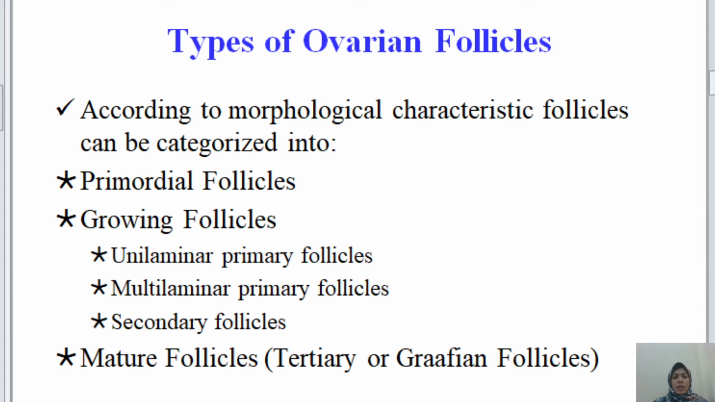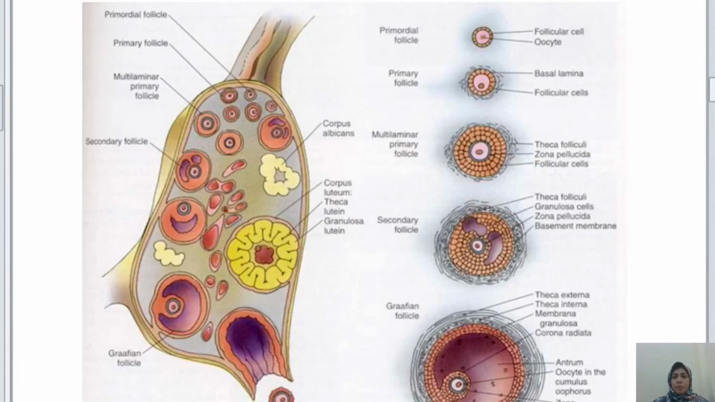And in some books they categorize it into four types. These include primordial follicles, primary follicles, secondary follicles, and mature follicles. But here, under the growing follicles, we have three subtypes of follicles that include the unilaminar primary follicle, multilaminar primary follicles, and secondary follicles. It means that primary and secondary follicles are under the growing follicles.